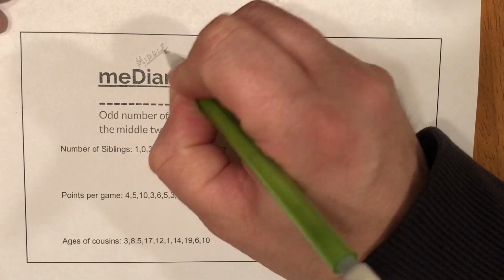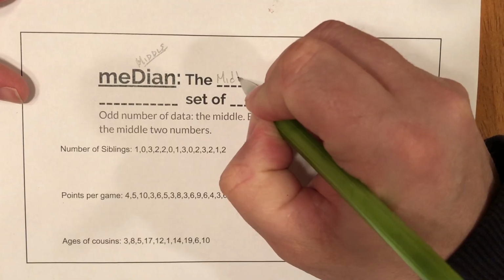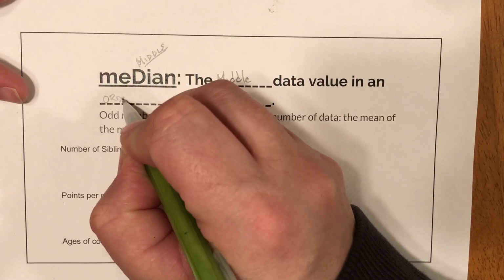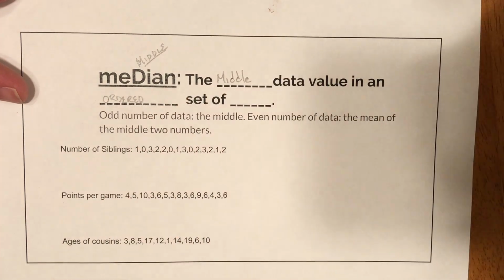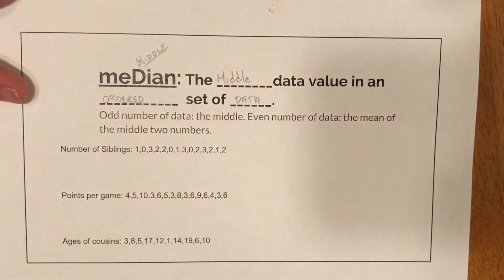Because the capital D is in the middle of the word, the median is the middle data value in an ordered set of data. Okay, we can't just have any old set of data. We need to order it from least to greatest or greatest to least.